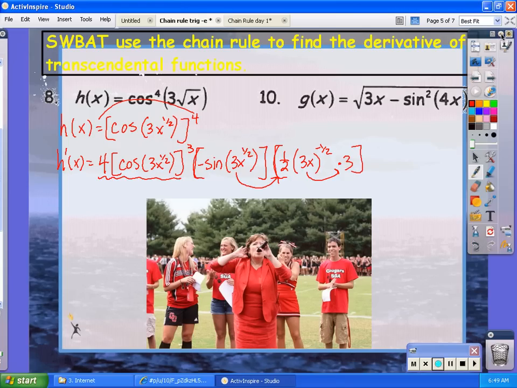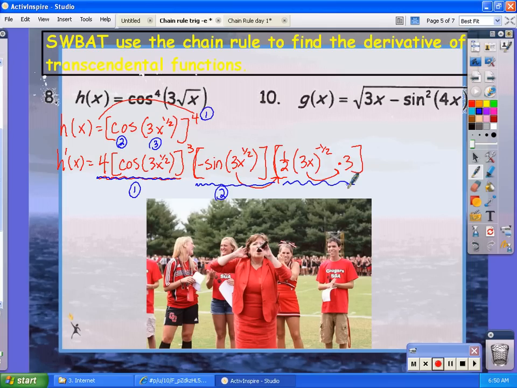So let me kind of walk back through that to make sure you got it. The most outside function is the 4th power. So the first thing we did is we found the derivative of the outside and we decreased the power by 1. The second thing we had to find the derivative of was cosine. So I'll say this is number 1 derivative. This is number 2 derivative, because the derivative of cosine is negative sine of the angle. And then the third thing I have to find the derivative of is the angle itself, which again involved the chain.